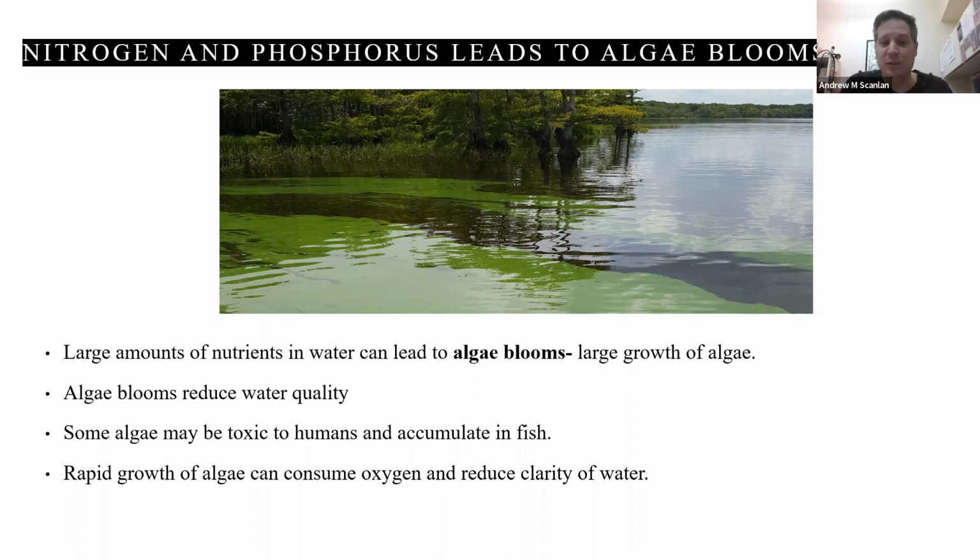Algae blooms do reduce water quality, so they reduce clarity. There's also some other chemical things they can do to the water as well. And the rapid growth of algae can consume oxygen as well. And I'll talk about why that is in a minute here. Here we have a picture of an algae bloom in a lake, and you can just see all this green stuff. That would be your algae.